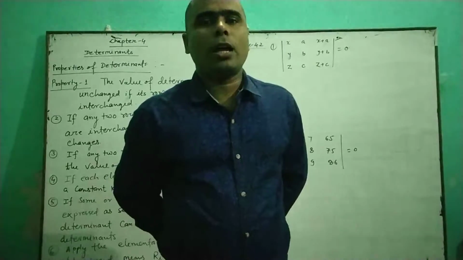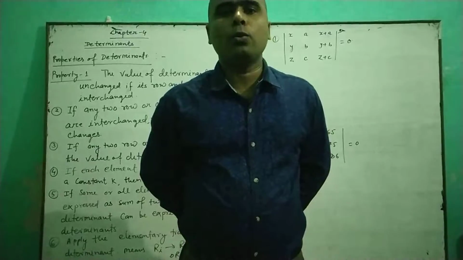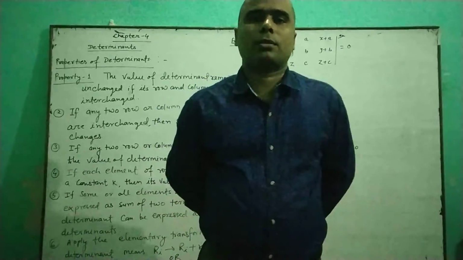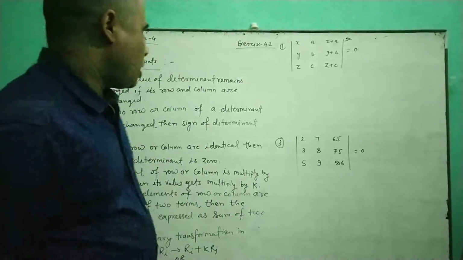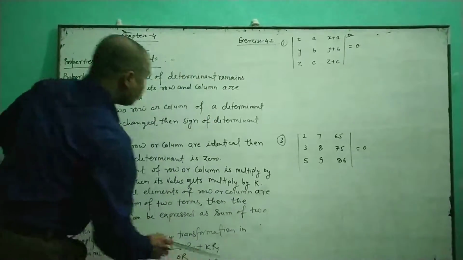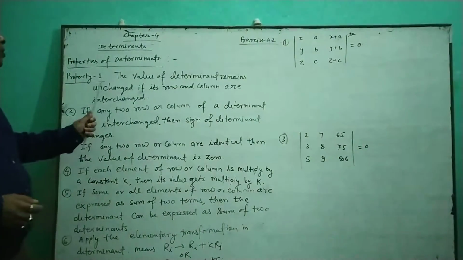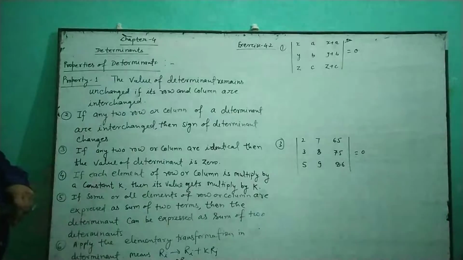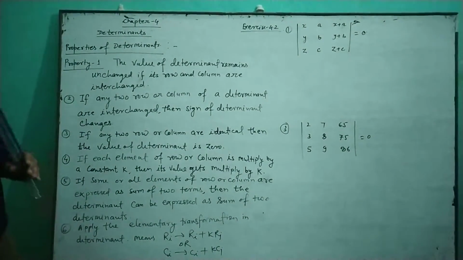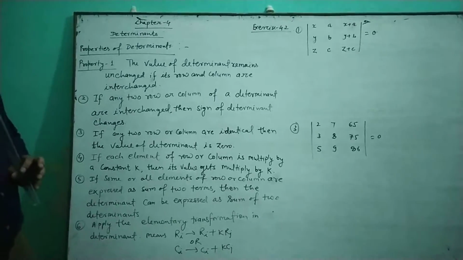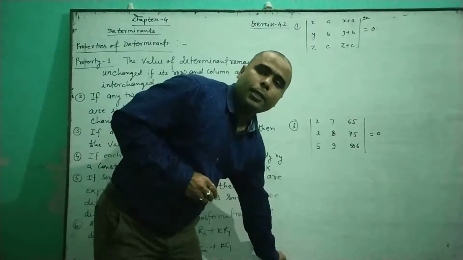In determinants, today we have to discuss the properties of determinants and how to apply them in questions. Now, there are so many properties of determinants, and the first property is here. Property first: the value of a determinant remains unchanged if its rows and columns are interchanged. If its rows and columns are interchanged, then the value of the determinant will be the same.